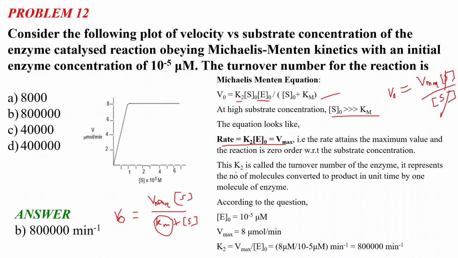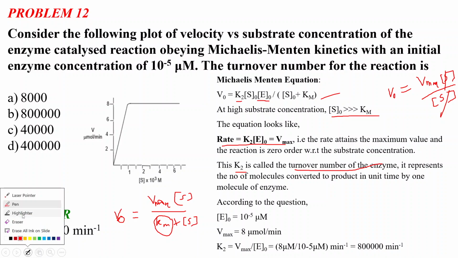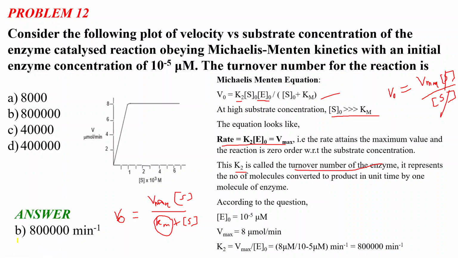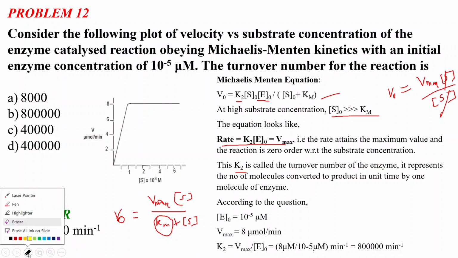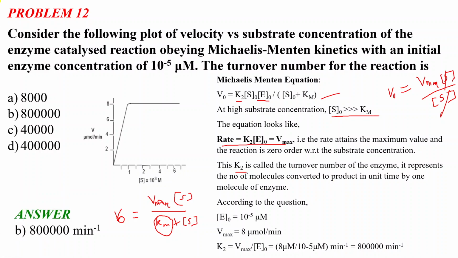Now this value K2 is called the turnover number of the enzyme, and for any enzyme or any catalyst, the turnover number is a very important term. For a catalyst we also use this term. The higher the turnover number of a catalyst or enzyme, the more active it is. So this K2 is called the turnover number of the enzyme.